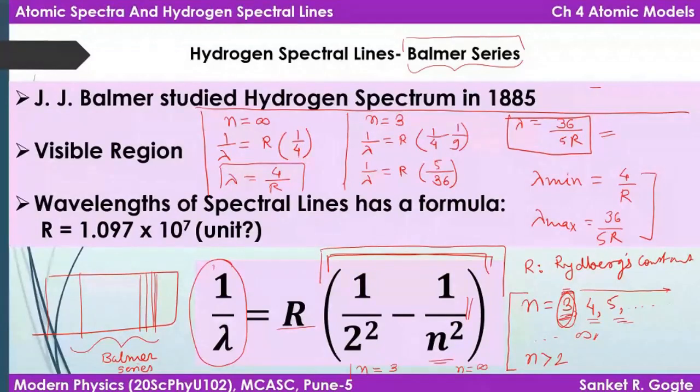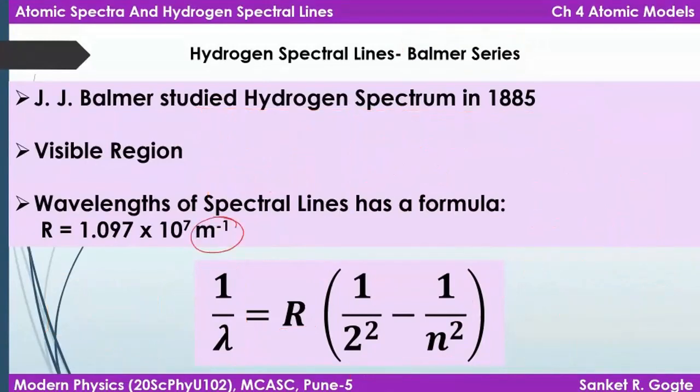Is it fine? What is the unit of R? What is the unit of Rydberg's constant? It is meter inverse. And how do you arrive at that, even if you don't know? This kind of dimensional analysis is very important when it comes to physics, because if dimensions are correct, then only that equation can be correct. Now, if you look at this relation, you should always have a practice of doing this dimensional analysis.